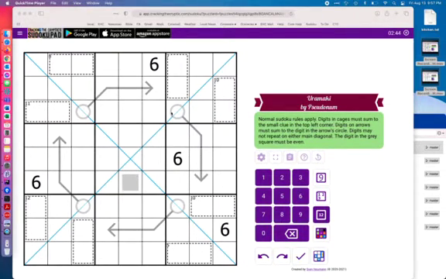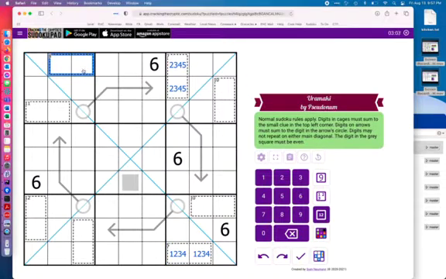Okay, this is how I solve this puzzle. First, let's look at the rules. Digits in cages must sum to the small clue. So, for instance, this cage adds up to 7. It can't be 1, 6 because there's a 6 in the column, so it's either 2, 5 or 3, 4. This is a 5, so it's either 1, 4 or 2, 3.